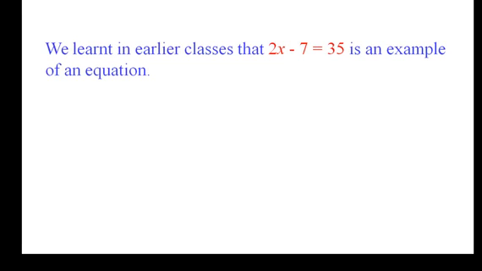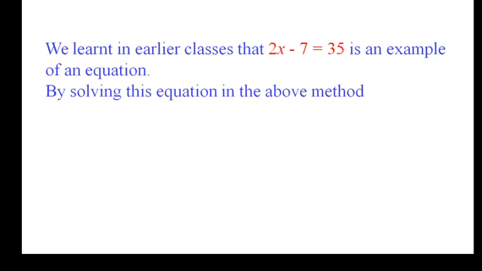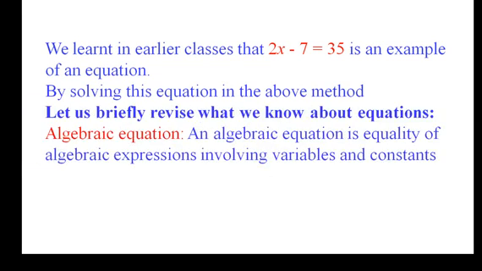We learnt in earlier classes that 2x minus 7 is equal to 35 is an example of an equation. It is an algebraic equation. So by solving this equation in the above method, let us briefly revise what we know about equations. First, I said just now it is an algebraic equation. So how should we define an algebraic equation? An algebraic equation is equality of algebraic expressions involving variables and constants.